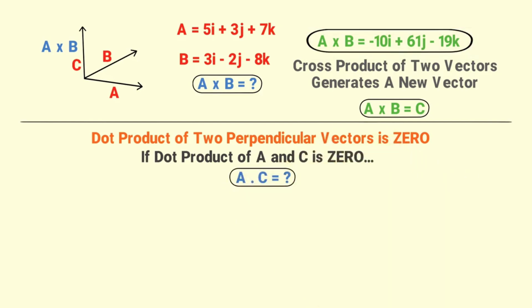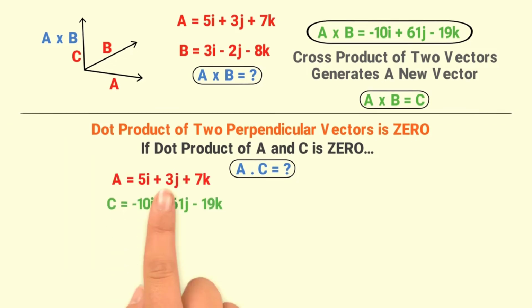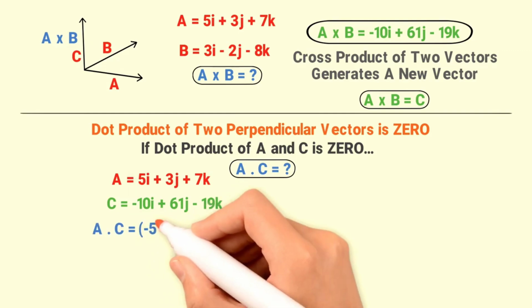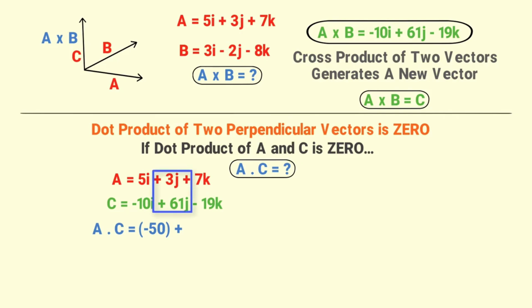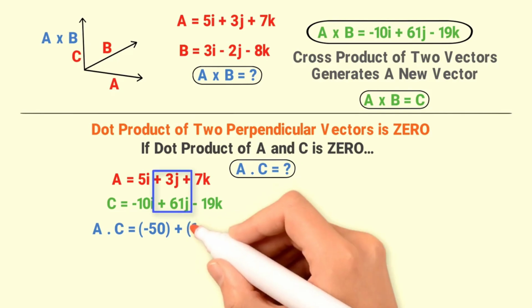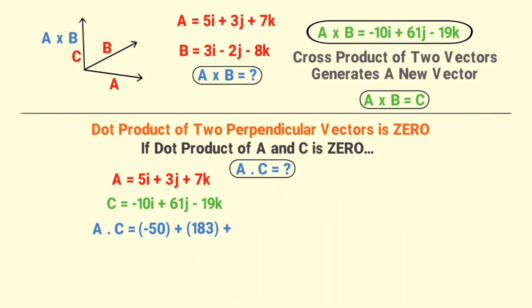So I will find the dot product of A and C. Remember that the dot product of two vectors is super easy. Just multiply the i component of vector A with the i component of vector C, j component with j component, and k component with k component, and then add them all. Hence 5i into minus 10i is equal to minus 50, plus 3j into plus 61j is equal to 183, plus 7k into minus 19k is equal to minus 133.